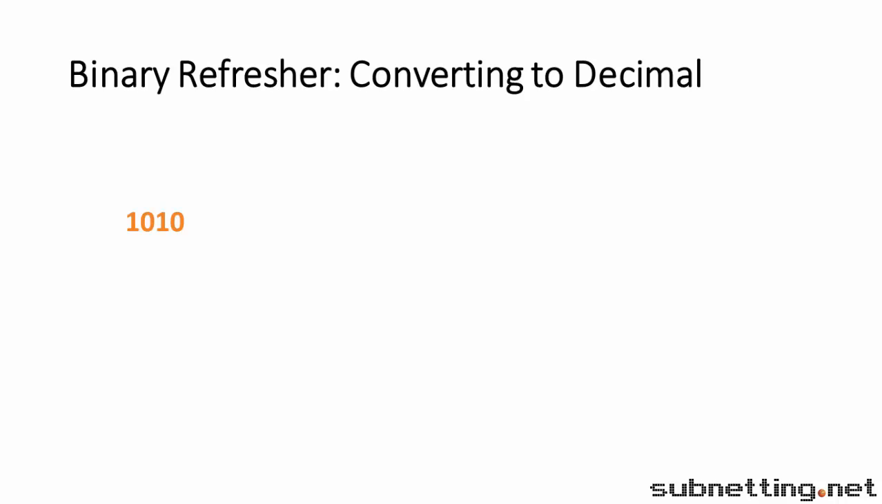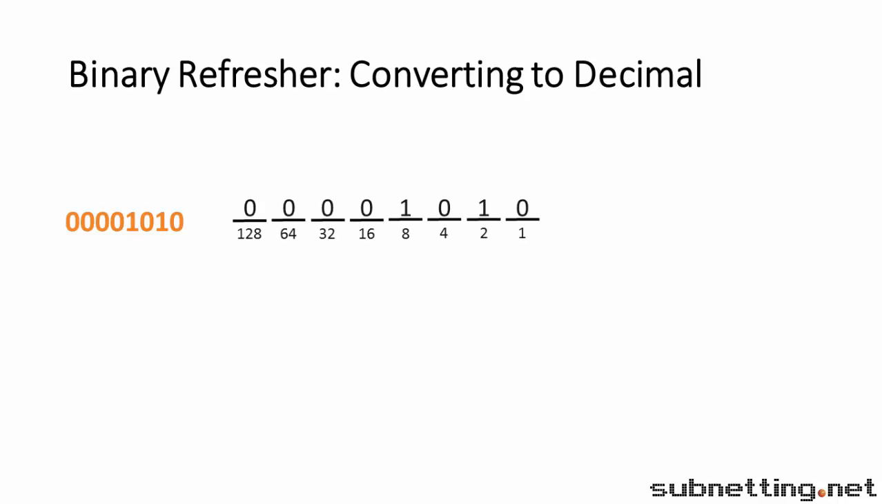First, we'll make it 8 bits long to line up with an 8-bit octet. Now we'll write out the 8 bits the same way we did in Lesson 2. To get the decimal value, simply add up the numbers below the ones. In this case, 8 and 2 add up to 10, so that is our decimal number. Here's another one.